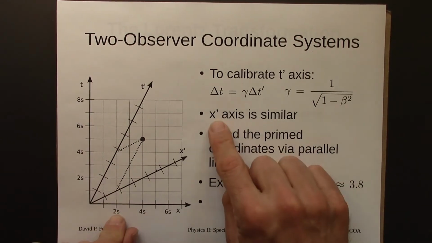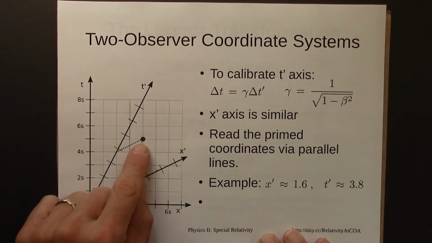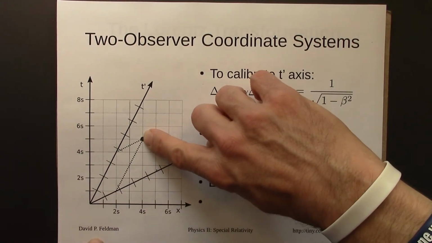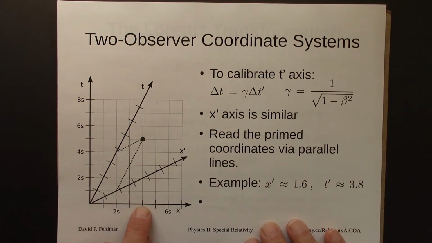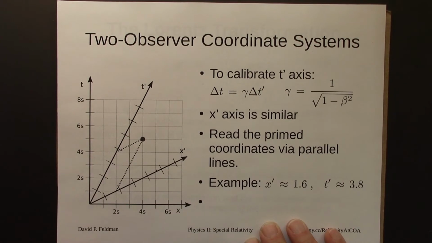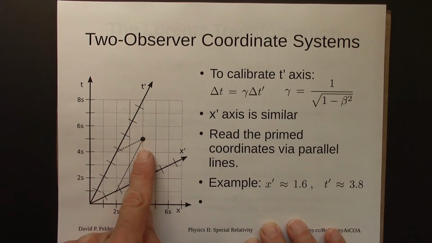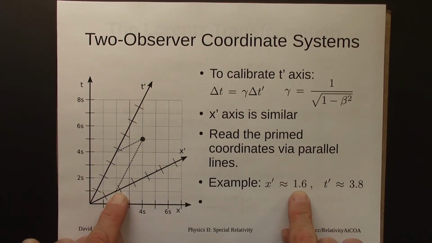We calibrate the x prime axis, this axis, in exactly the same way. We read primed coordinates via parallel lines. So here's a point in space-time. In the at-rest unprimed frame, it has an x of 4 and a t of 5. We just read it off the graph. In order to read these axes, we follow not a perpendicular, but parallel. So here I go parallel to the t prime axis, and I say, all right, well, where does this hit? And I said this is roughly 1.6. Maybe it's more like 1.7.